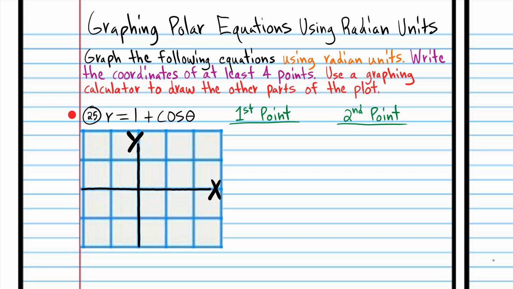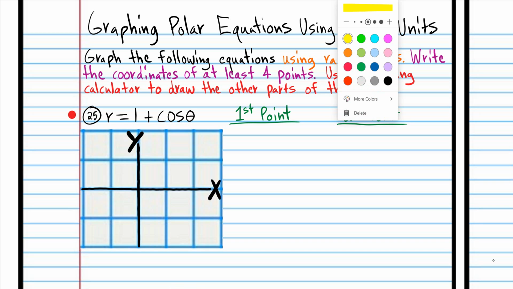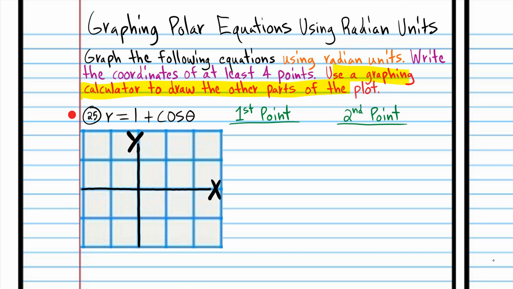And we could use degree units to graph this, but in this case we're going to use radian units. So it says to write the coordinates of at least 4 points. And it says use a graphing calculator to draw the other parts of the plot. So you're going to need your graphing calculator.